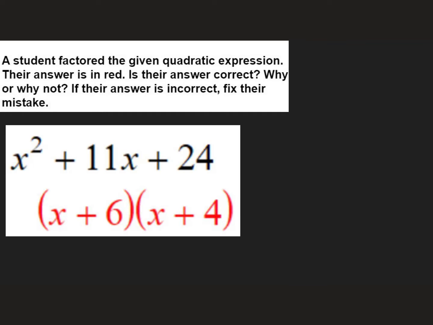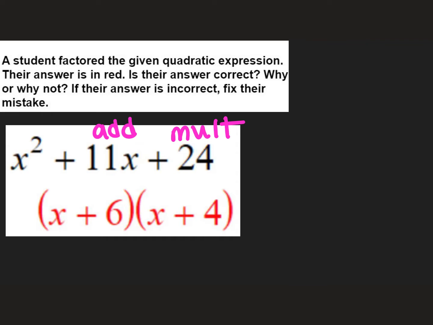The question is phrased that a student factored the given quadratic expression. Their answer is in red. Is their answer correct? Why or why not? If their answer is incorrect, fix their mistake. Now, based on what we've learned through this unit, we know that the two numbers they pick should multiply to the last number and add to the middle number.